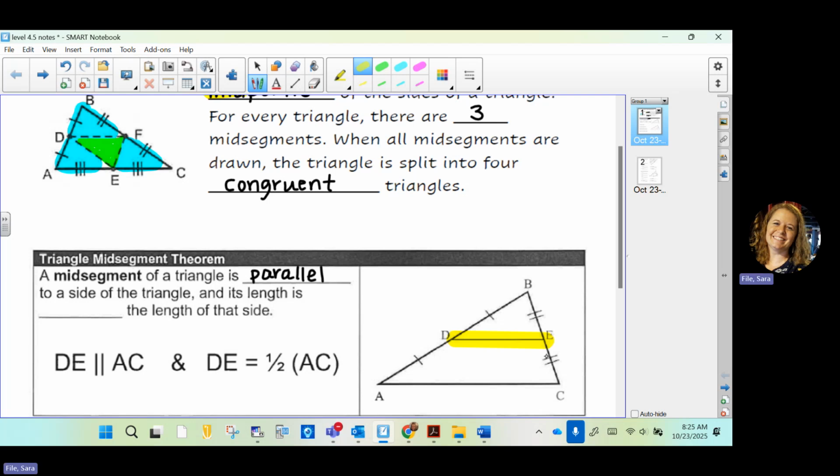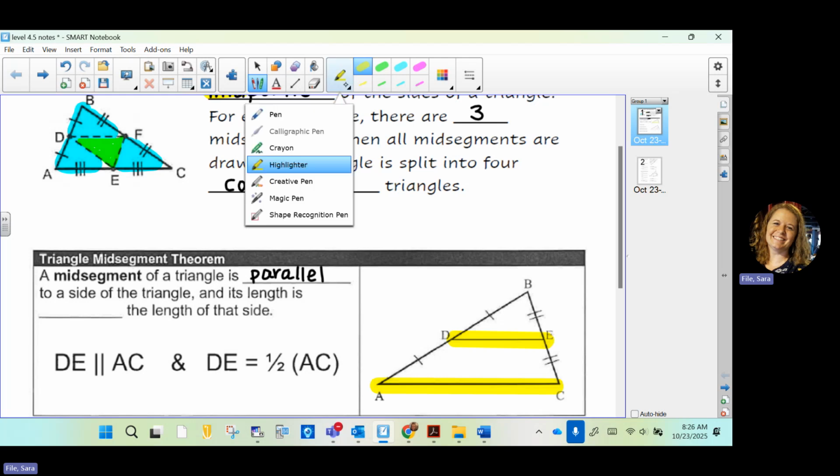What does parallel mean? The same what? Same slope, so they're running in the same direction. Do parallel lines ever cross, ever intersect? No. So this DE, it's intersecting side AB, isn't it? At point D? And it's intersecting side BC at point E? Because D and E are the midpoints of those sides. So the side that it doesn't intersect, that it's running the same direction as, is AC. Okay, so these are parallel to each other. They have the same slope. They're never going to intersect.